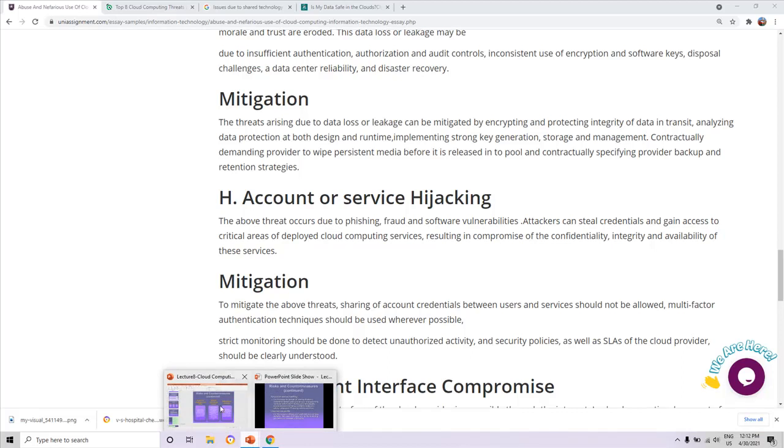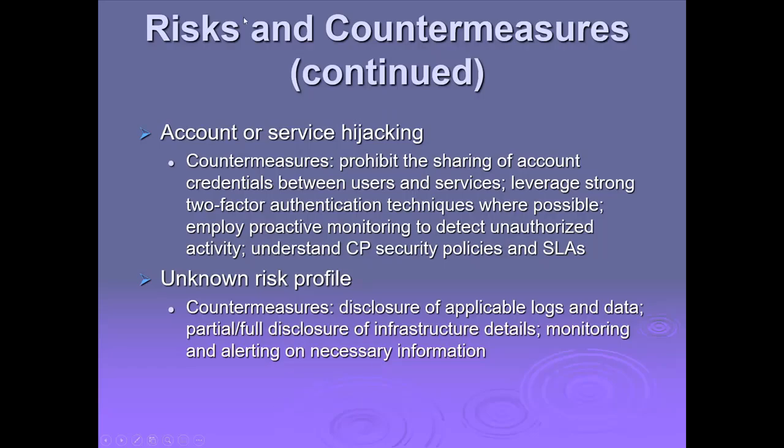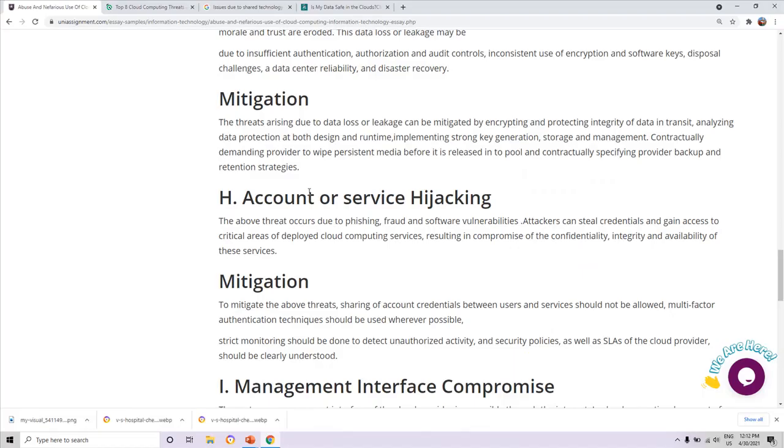Next, security risk is account or service hijacking. The above threat occurs due to phishing, fraud, and software vulnerabilities. Attackers steal the credentials, username, passwords. This is the main route through which the attackers initiate account service hijacking.